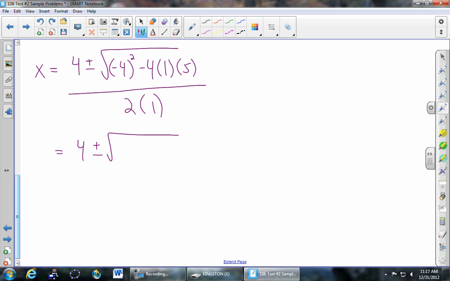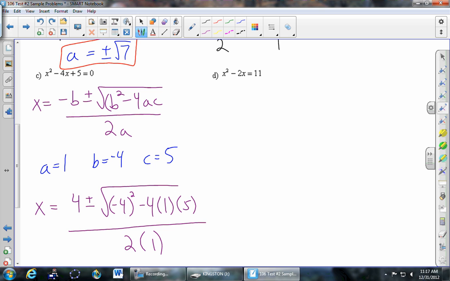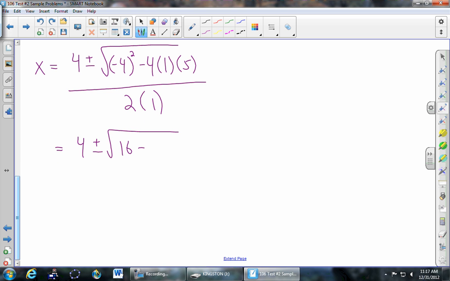So negative 4 squared, is that positive 16 or negative 16? It's positive. Make sure you put the parentheses around the b. In fact, if you wish, in the quadratic formula, you could just automatically put parentheses around that b every time. The whole thing always gets squared. Minus 4 times 1 times 5, 20. Divided by 2 times 1 is 2. 4 plus or minus square root of 16 minus 20, negative 4.